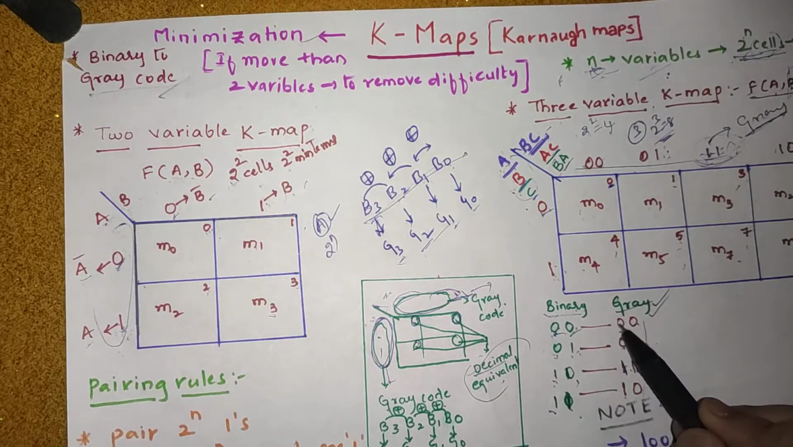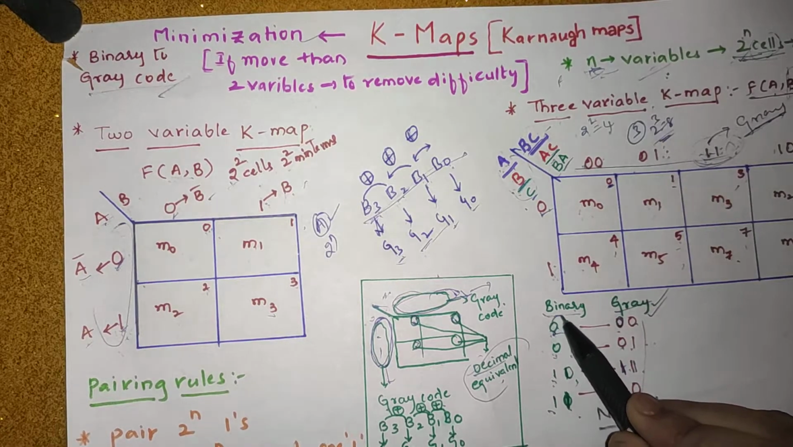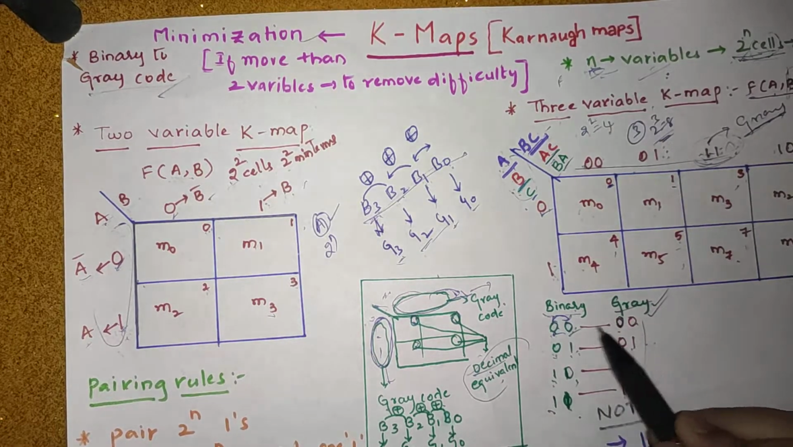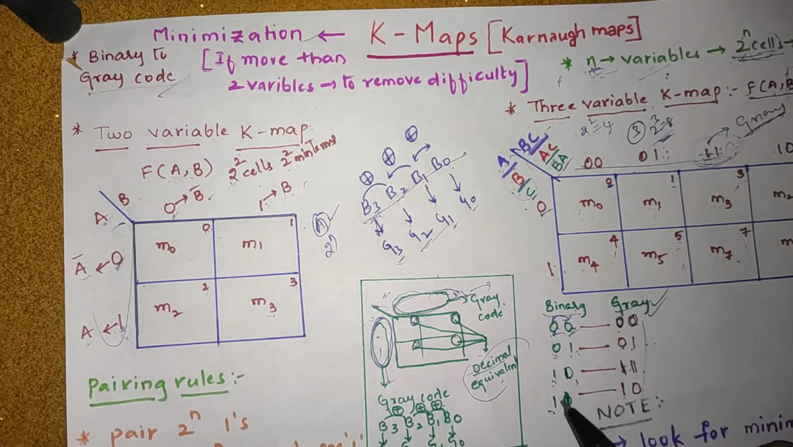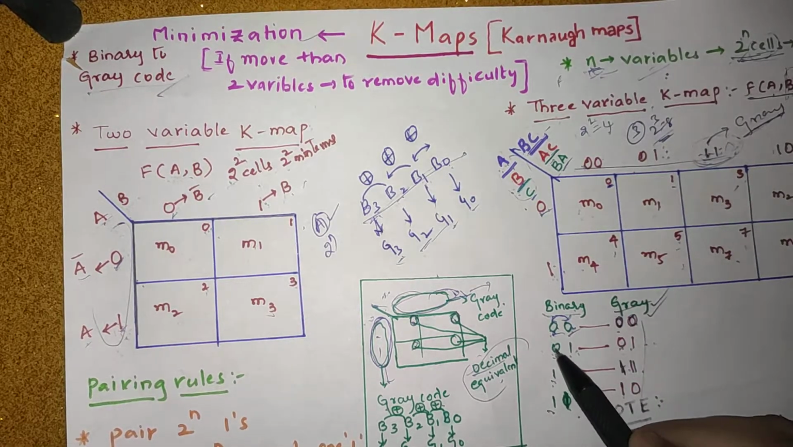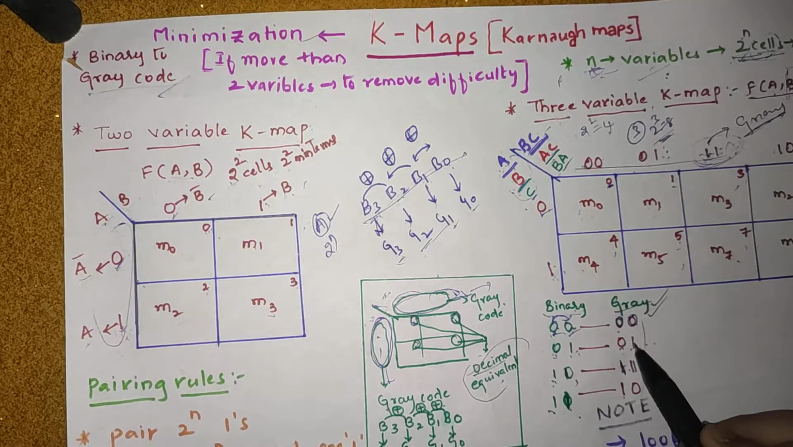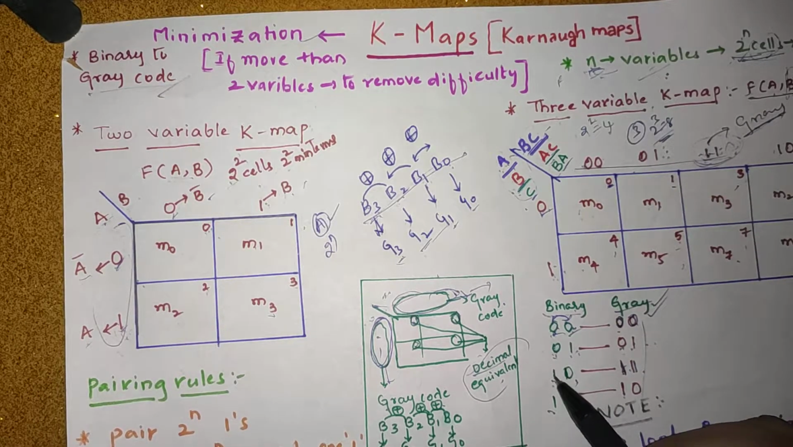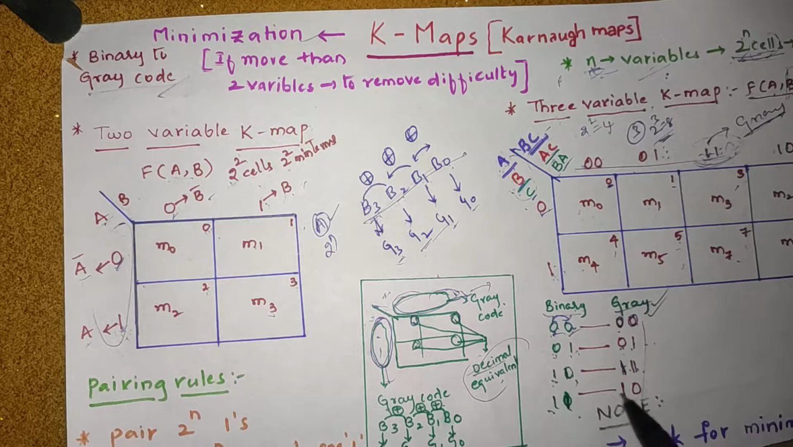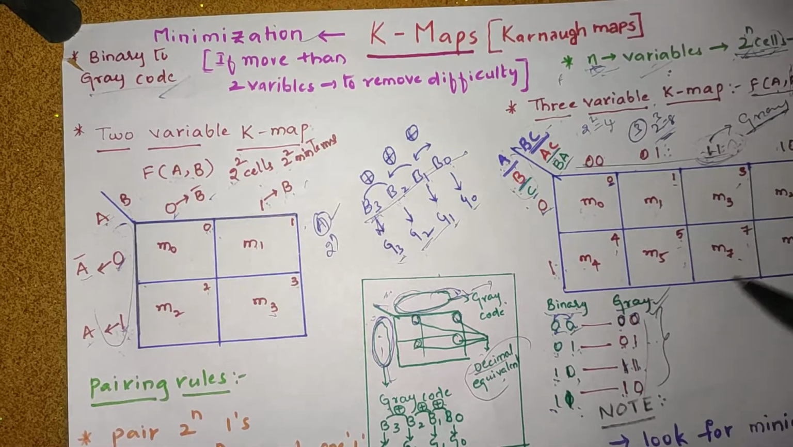How? 0 is 0. If we apply XOR operation between 0 0, we get 0. 0 is as it is. If we apply XOR operation, 0 1 is 0, 1 is as it is. 1 XOR 0 is 1, 1 as it is. 1 XOR 1 is 0. So in this way gray code is obtained.